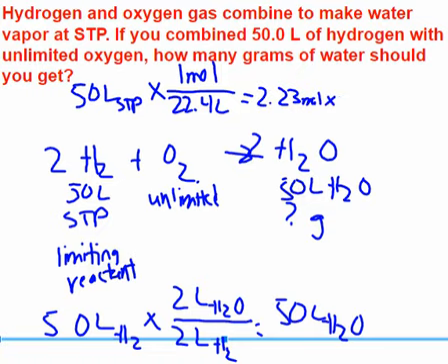If I have 2.23 moles, I could change moles of anything to grams by using my periodic table because water has 1 oxygen and 2 hydrogen, so it weighs 18.02 grams per mole. So 2.23 times the 18.02. So we're talking around 40.2 grams of water.